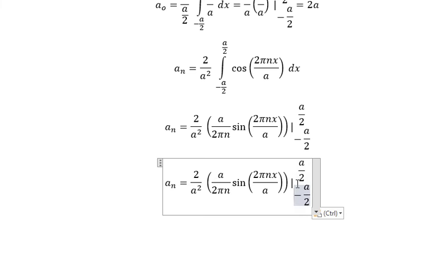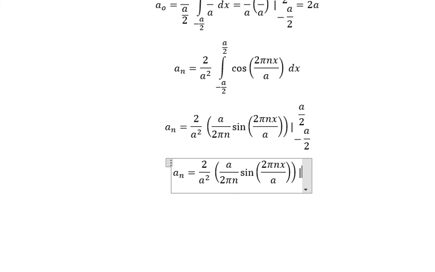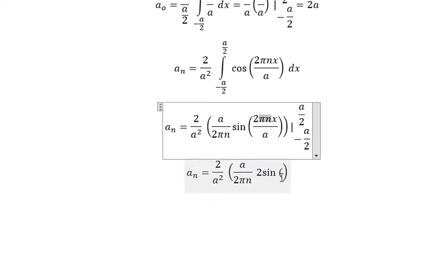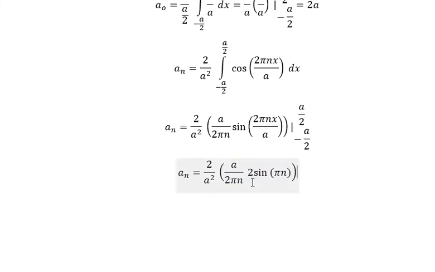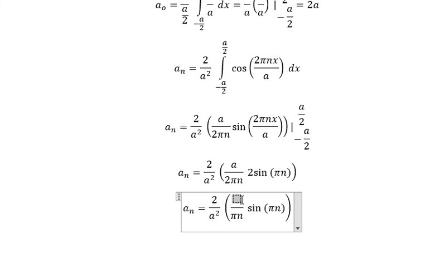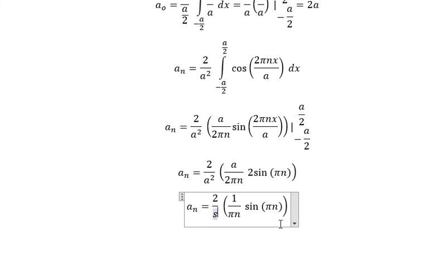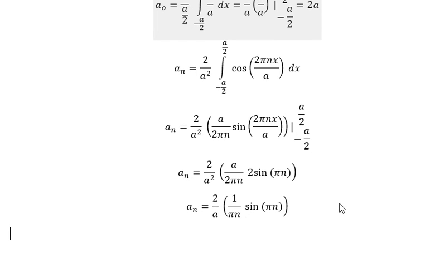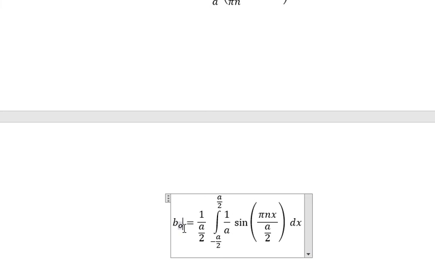So we will have 2 sine bn. Now we simplify number 2, we cancel. 8 we cancel. Now let's go for bn. This is bn.